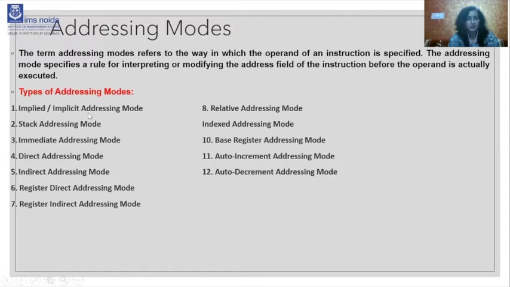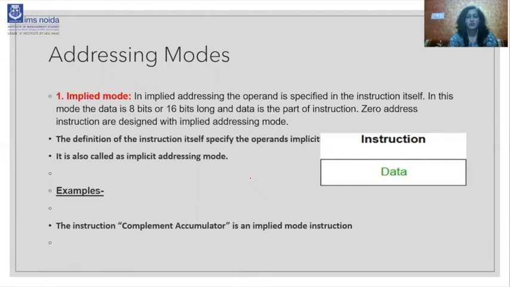As you can see here, there is implied or implicit addressing, then stack addressing mode, then immediate, direct, indirect, register, register indirect, relative, indexed, based, auto increment, and auto decrement. So there are different types of addressing modes we will discuss here. Let's start one by one.